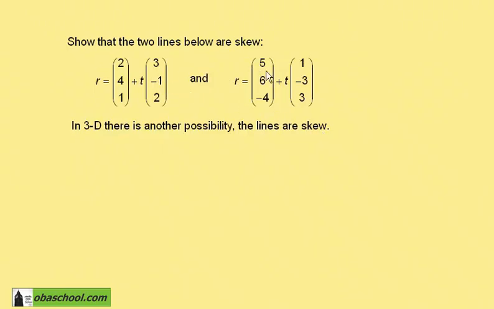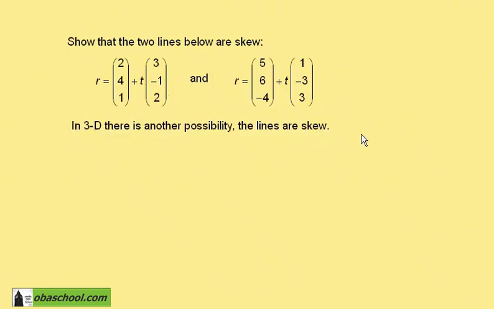We can see with these two lines that they're not parallel. Look at the direction vectors. Clearly, they don't go in the same direction. You can see they're not the same, nor is one just a multiple of the other. So if these two don't meet, they must be skew.